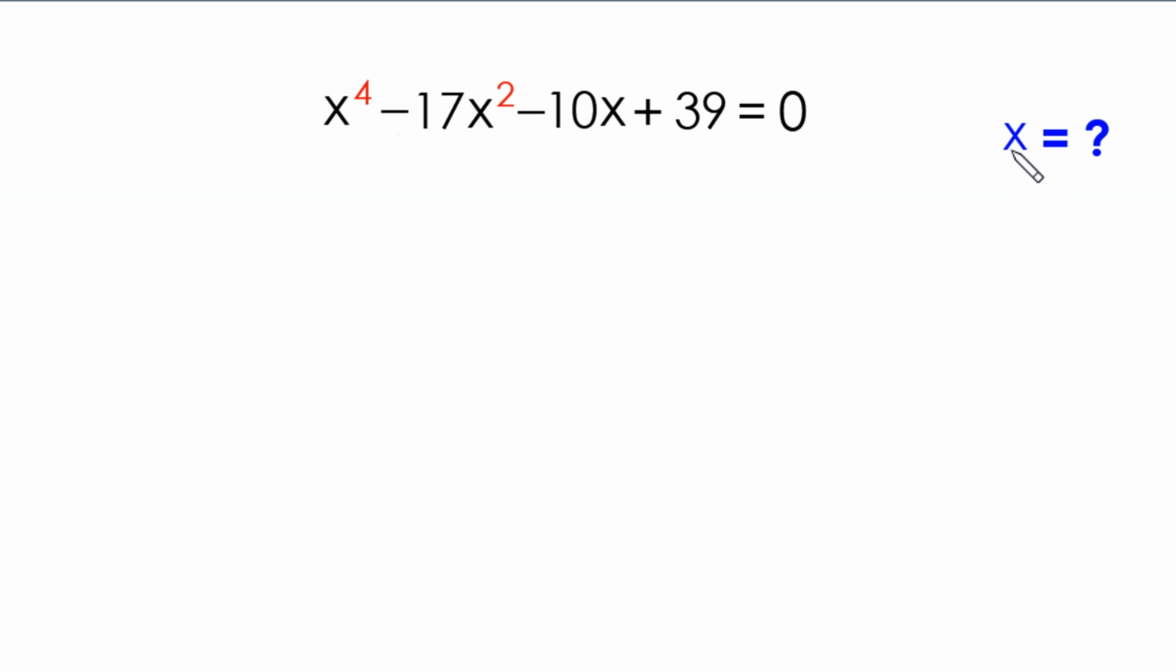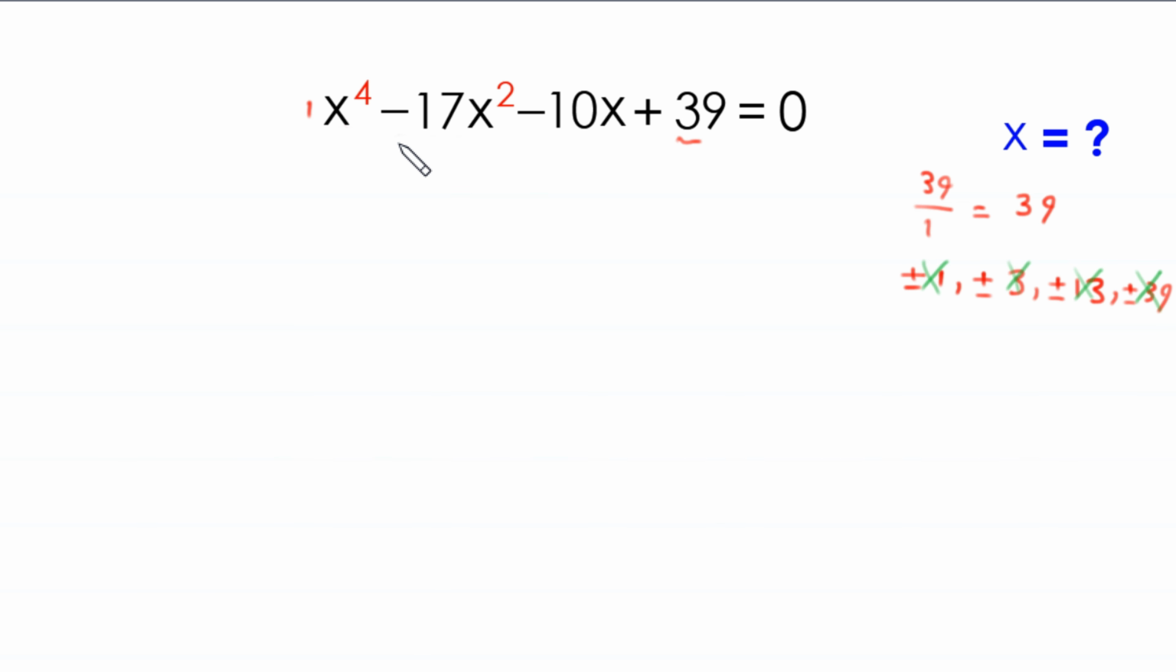So let's start. If we divide this constant 39 by the leading coefficient 1, we get 39. And factors of 39 are plus minus 1, plus minus 3, plus minus 13 and plus minus 39. If we check plus minus 1, this is not a solution, and plus minus 39 is not a solution. So to solve this equation, we use another trick.